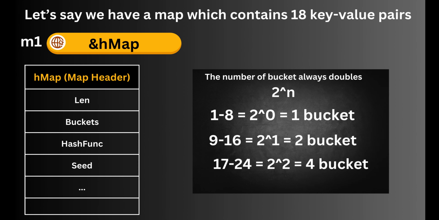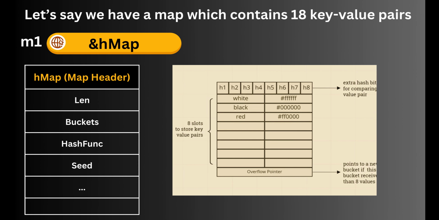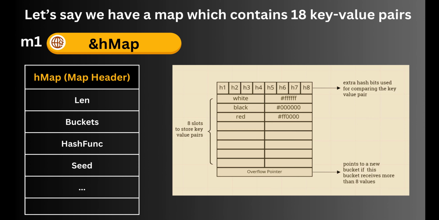The number of buckets will always depend on 2 power n. So if we have 8 elements, that is 2 power 0, equal to 1 bucket. Similarly, if you have key value pairs from 9 to 16, then 2 power 1, that is 2 buckets, in order to accommodate 16 elements. And similarly, when we have 16 to 24 items, then we will have 2 power 2, nothing but 4 buckets. So in this scenario we should have 4 buckets, but for representation we are showing just 3 buckets.